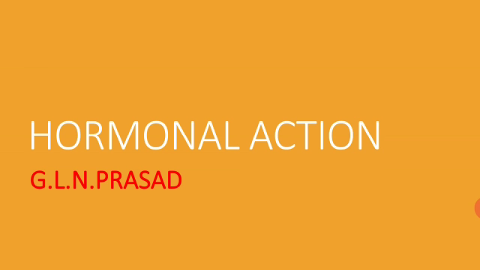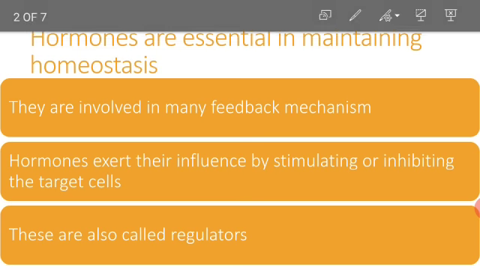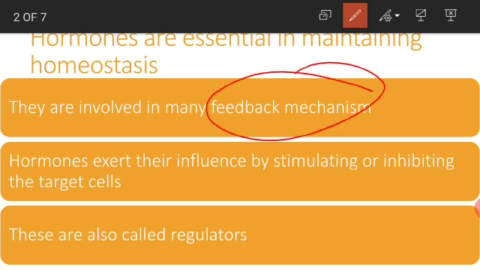One set of hormones is called hydrophilic hormones that are water soluble and another set of hormones is called lipophilic hormones. These two different types of hormones will exhibit different mechanisms to influence the target cell. The organ on which the hormone acts is known as target organ. Hormones are essential in maintaining homeostasis. They are involved in many feedback mechanisms.